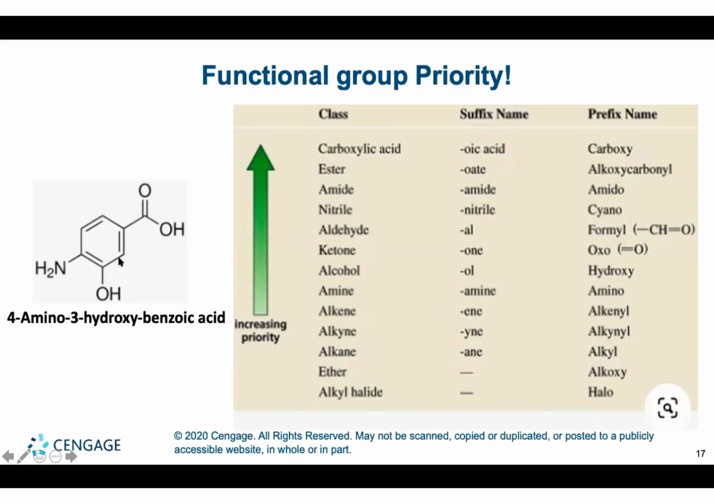For amino, 3-hydroxy. So whenever it's not a parent name or we use it as a prefix, it's hydroxy. It's gonna be 3-hydroxy. And whenever we want to use the suffix or parent name, we use this one. That's really helpful, guys. It's gonna be benzoic acid.